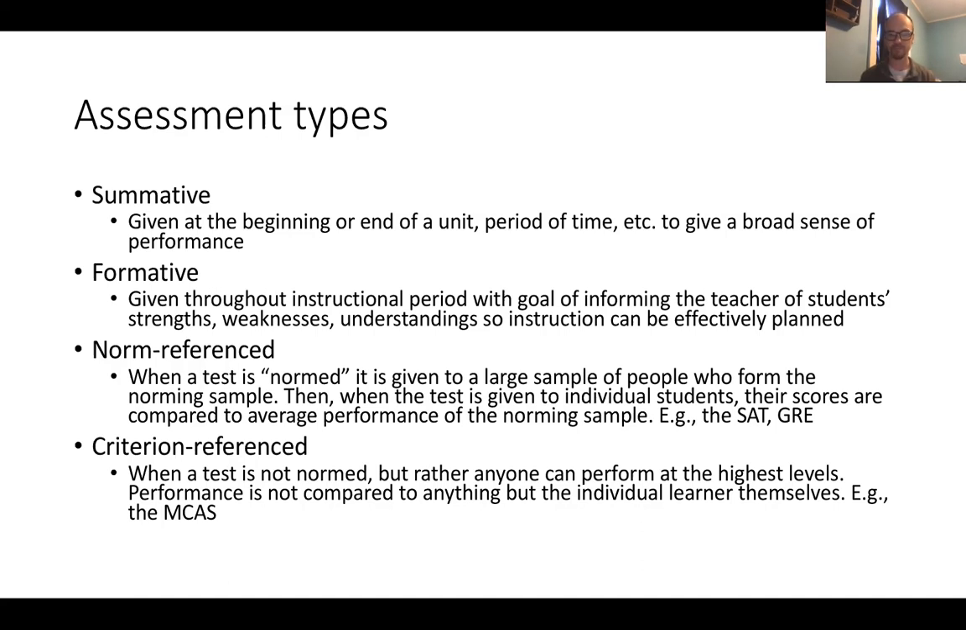It's designed that way. By contrast, criterion referenced tests are not normed, they're mastery-based, so anyone can do very well on them. It's not dependent on somebody doing poorly. The MCAS is an example of a criterion referenced test. Everyone can perform to high levels on the MCAS. It's not normed, but students are compared to each other, but their performance is not dependent on the performance of another. So those are the four basic assessment types.